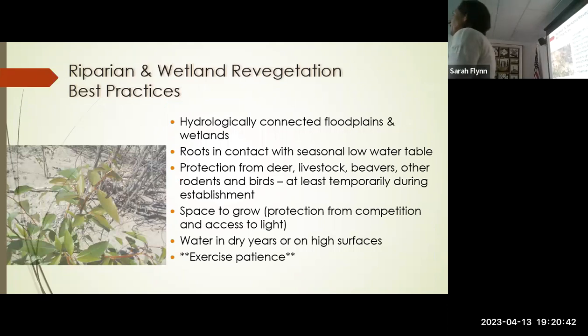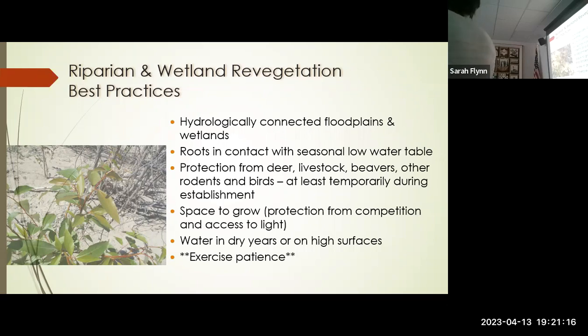So as we start thinking through how we're going to develop a revegetation plan, these are just some best practices that we like to keep in mind. These are wetland riparian areas. They often involve water and require water for these plants to be successful. So we want to make sure that we're designing these areas to be connected to the hydrology that's available. We want there to be overbank flows, groundwater support, and keep the roots in contact with the water table for at least part of the growing season.